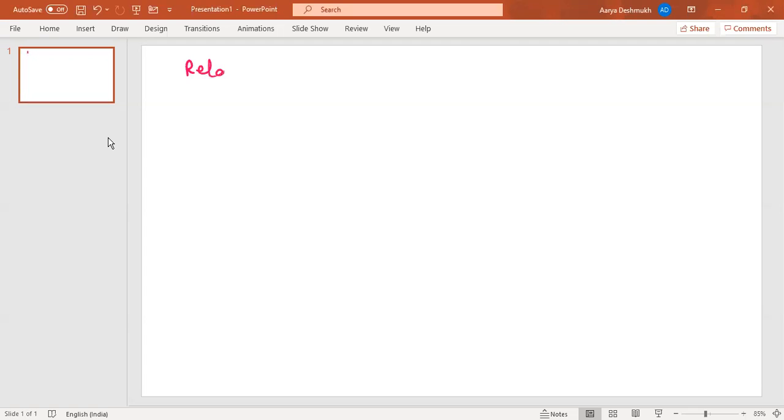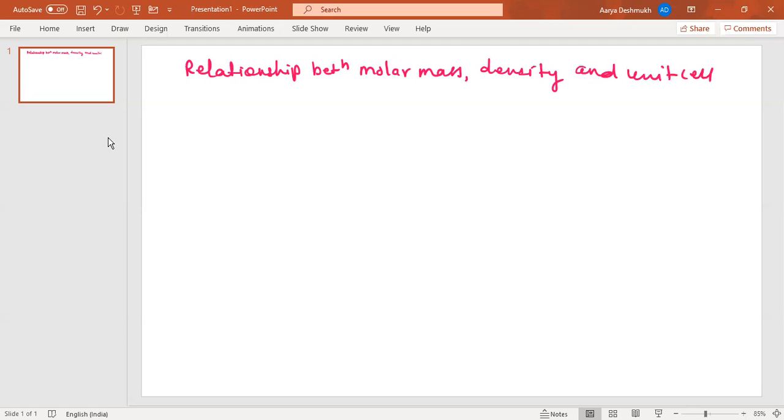Hello students, today we will start with the relationship between molar mass, density and unit cell edge length.